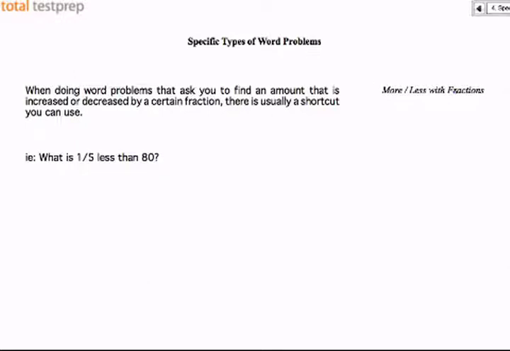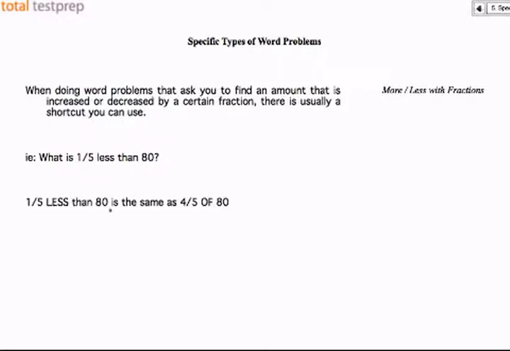This is a more or less with fractions type word problem because you're asked to increase or decrease by a certain fraction. Now the shortcut here is to remember that 1/5 less than 80 is the same as 4/5 of 80. So if you have something that looks like this, where you have 5 parts to it, and you want to find 1/5, this whole thing is 5 parts. So this is 1/5 of it.